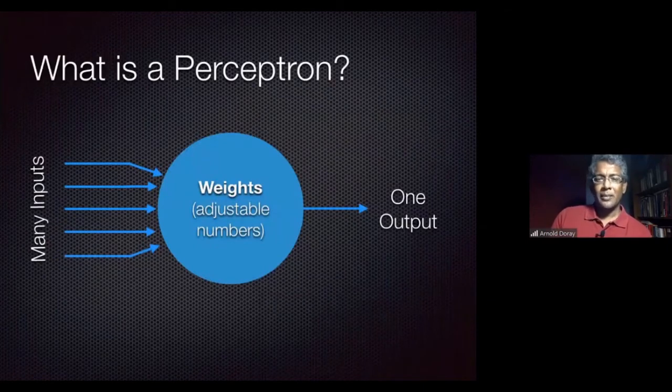You can think of it like a blob, or like a machine, if you like. It takes in many inputs, and it spits out one output. The internal parts of the perceptron are what we call weights. And these weights are just numbers, a list of numbers, which you can adjust. Let me illustrate this a bit more.